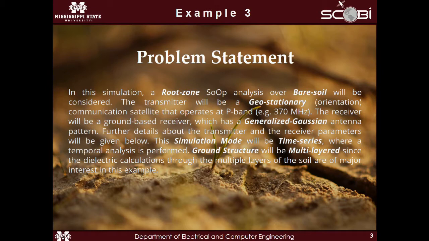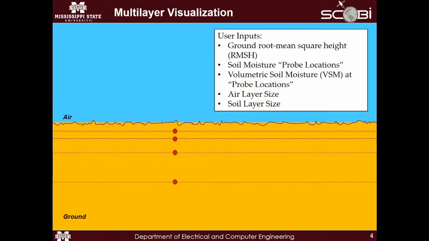And in this case, we'll also assume that the transmitter is geostationary, nothing's moving about, everything's going to be fixed. And the antenna input is going to use the default generalized Gaussian input that is packaged in the GUI window. So we'll again walk through how to set that up. This is going to be a time series analysis, which we'll show you how to set up, and that's about it for that.